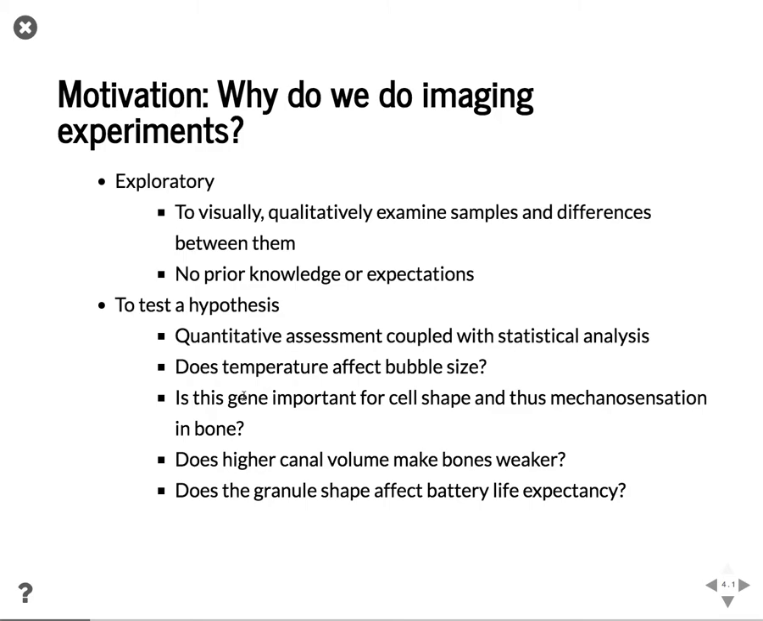The same in biology, where if you're trying to figure out if a gene is important for cell shape and mechanosensation in a bone, then you can knock that gene out and measure and quantify these shapes and see how big the difference is, see how big the variation is, and determine if that's significant or not. Does higher canal volume make bones weaker? Does granule shape affect battery life expectancy? Of course, all of these questions aren't necessarily simple, and doing one experiment and measuring one value will certainly not be enough to confirm these hypotheses, but these are the kinds of questions that typically get asked. And this is why we need more advanced tools than just image enhancement for answering these questions.